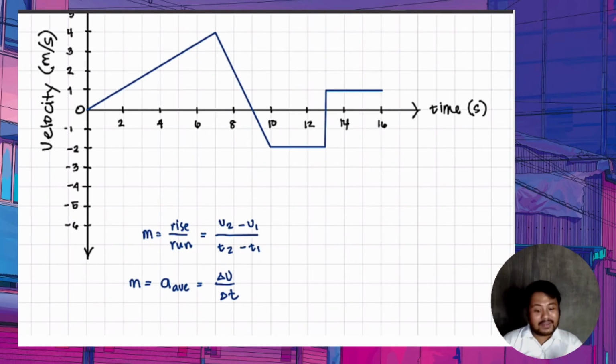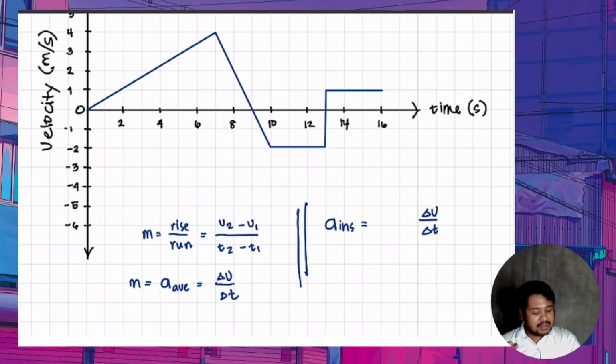Okay, so for this, you have our average acceleration that is just delta V over delta T. Now, we also have the instantaneous acceleration. For the instantaneous acceleration, actually the same with our velocity ginawa. The slope of our tangent line. So, instantaneous acceleration is just equal to delta V over delta T, the limit delta T is approaching 0. Or this is just equal to dV over dt.